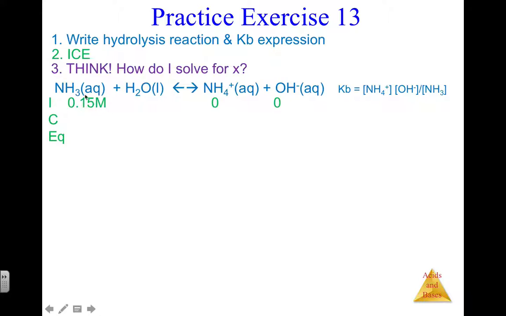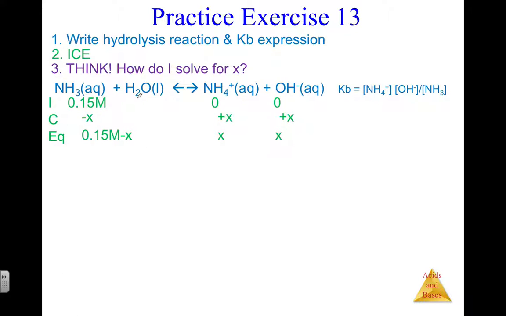Icebox, 0.15 molar, because that was the molarity given in the problem. 0 for ammonium and hydroxide because nothing is mentioned, therefore we assume that they're 0. Minus x, plus x, plus x. Initially we have just NH3. Over time, the NH3 reacts, so the molarity will go down. You will produce with a 1-to-1 mole ratio ammonium and hydroxide. And then finally at equilibrium, you have 0.15 minus x, x, and x.